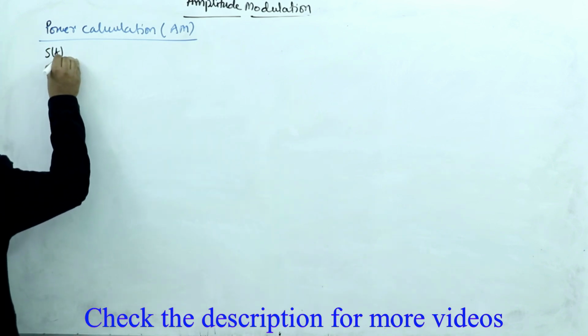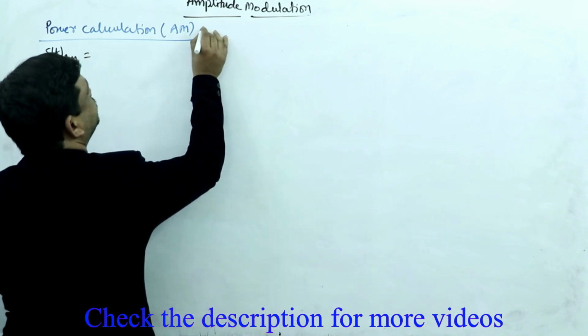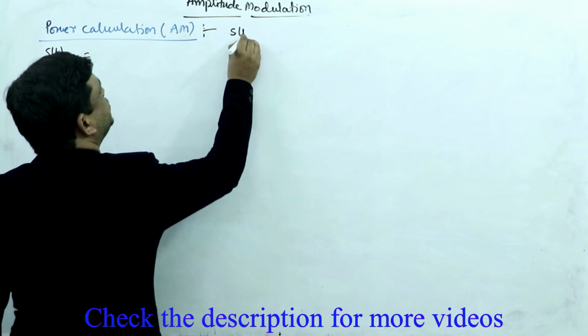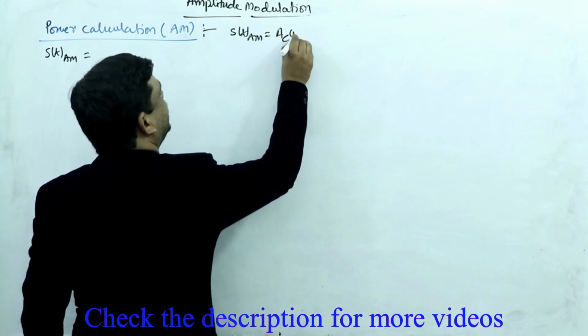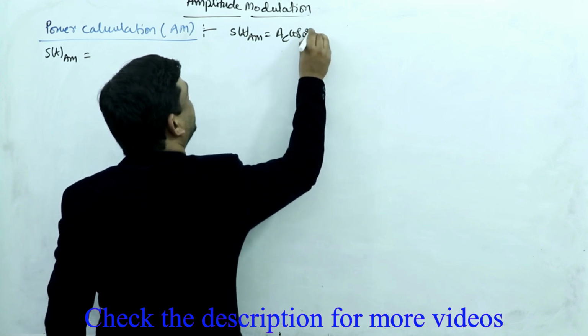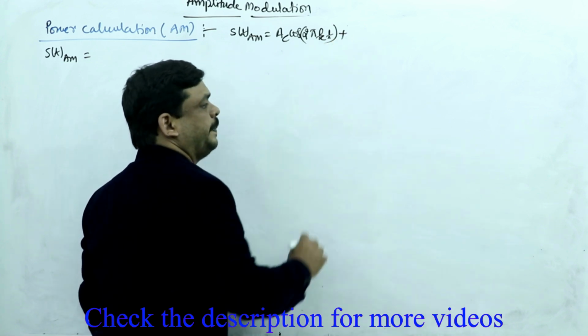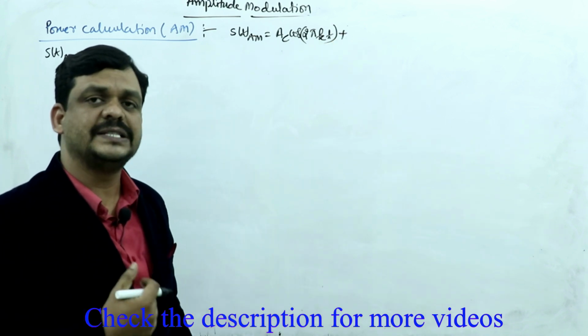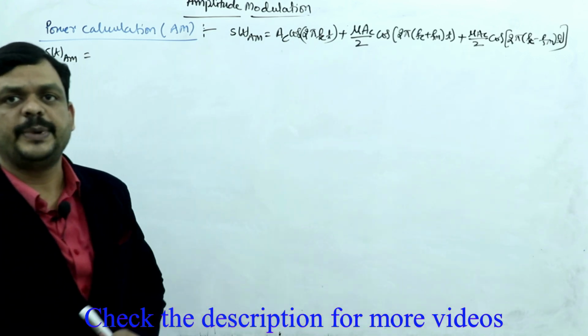The AM modulated signal S of t consists of one parameter, Ac cos of 2 pi fc t, the carrier signal, right? Plus another two parameters. One is the upper sideband, another is the lower sideband, right? So totally three parameters are there.